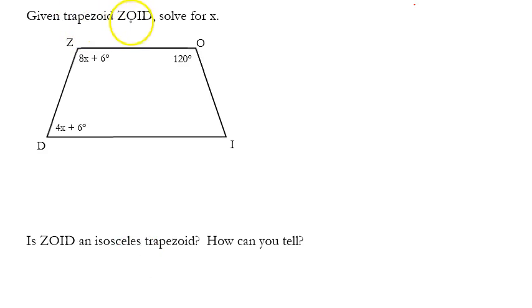So, the properties of a trapezoid as far as our angles go. All I know is that if I have a trapezoid, my consecutive angles that go along the legs, these two angles and these two angles, are supplementary. That's what I know with the angles of a trapezoid. Therefore, I can state that 8x plus 6 plus 4x plus 6 equals 180.